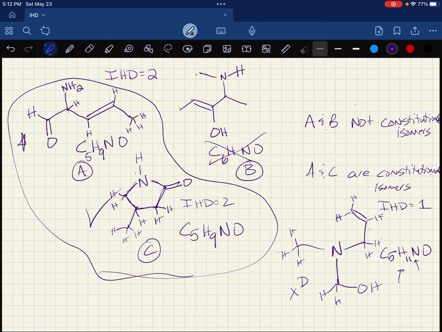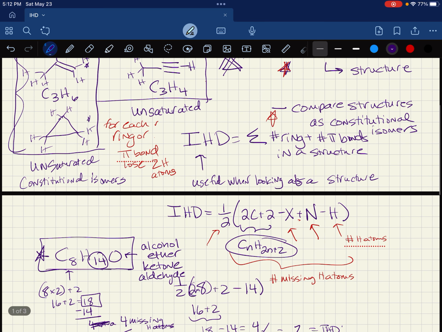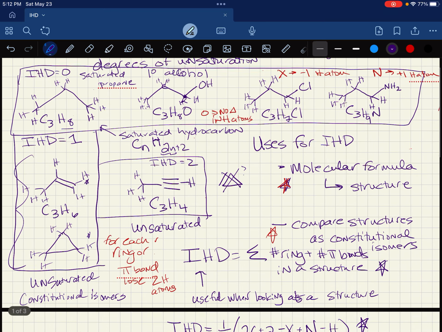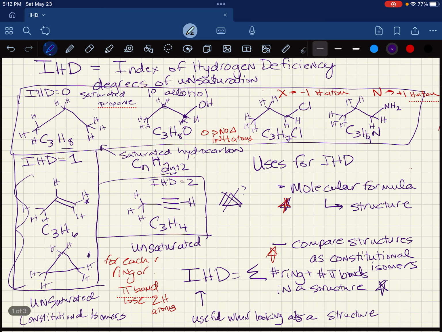So that's IHD. Again, we want to memorize this formula here, or somehow have that understanding of what it means when you're looking at the structure. And you also know when you need to use it. So if you have a molecular formula, you're going to use that mathematical equation to determine the IHD to help you draw a structure. If we're just looking at constitutional isomers, then we're going to use this version of the equation just to help us to compare structures more easily without having to do a lot of drawing out of hydrogen atoms.